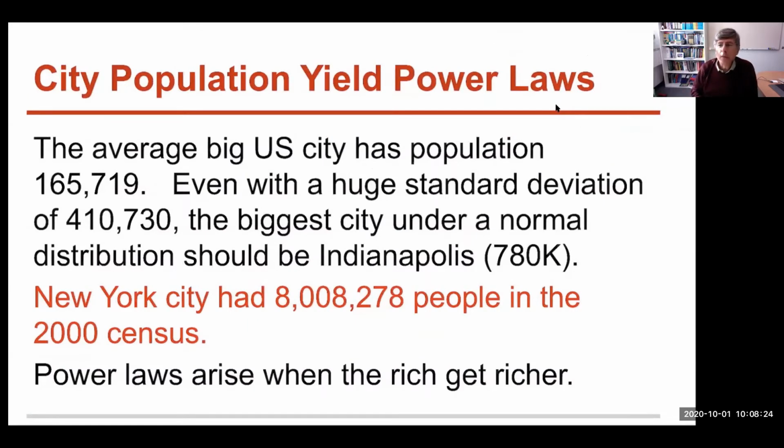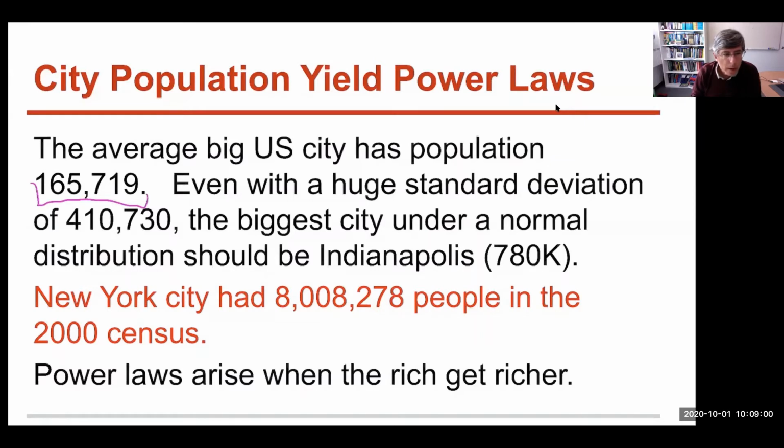And there are a lot of things in the world which are naturally defined by power law distributions. As an example of it, let's look at city population. I took a data set where I took a list of all the cities in the United States. The average thing big enough to be called a city in the United States had a population of 165,000. There were a few hundred cities in the United States.